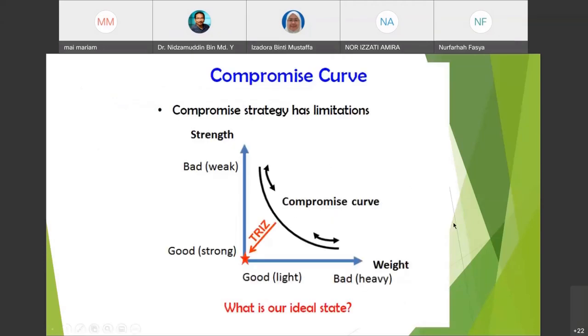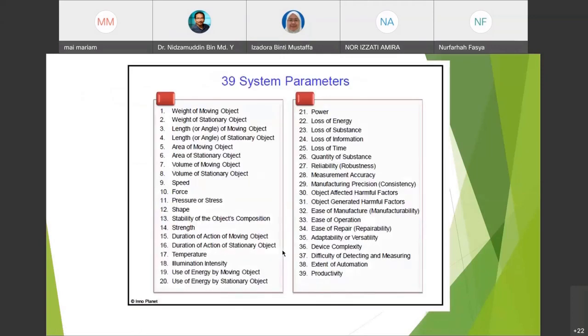TRIZ tries to compromise the bad and the good, so that you have a good result for both aspects, customer and also production. So what you should do is, of course, in this tool you have to know the 39 parameters, and it looks very technical, very product-oriented. How can we use these parameters in management or business applications?